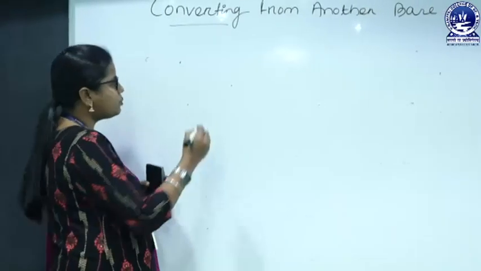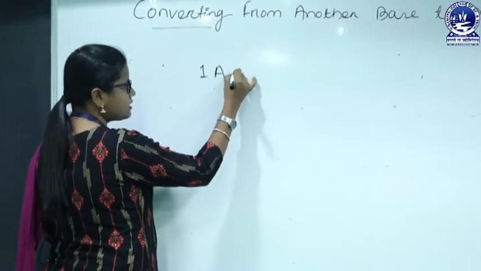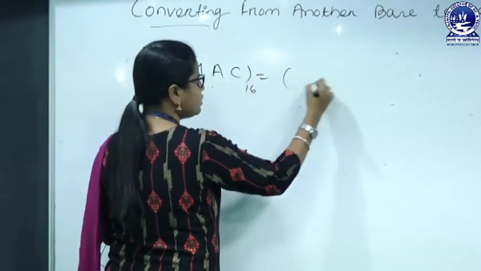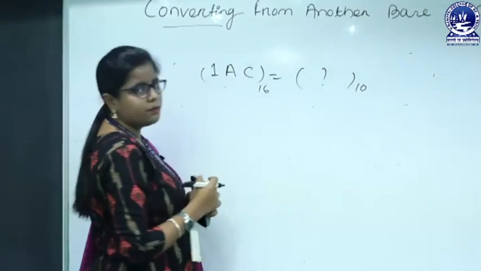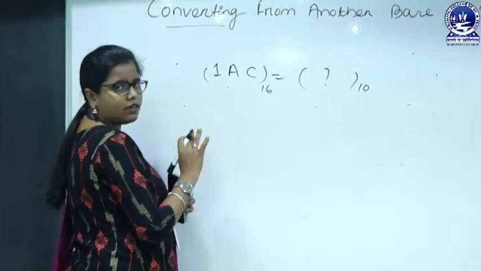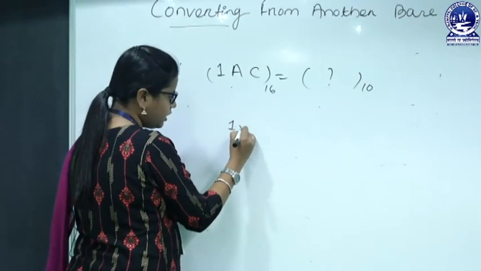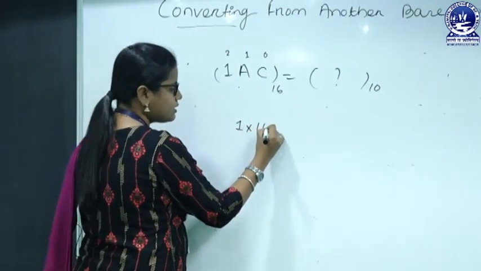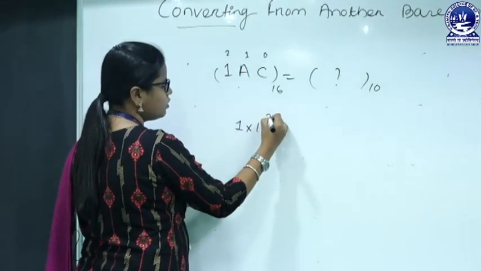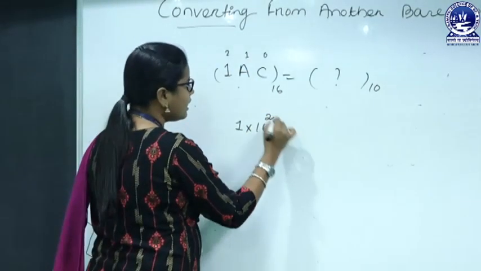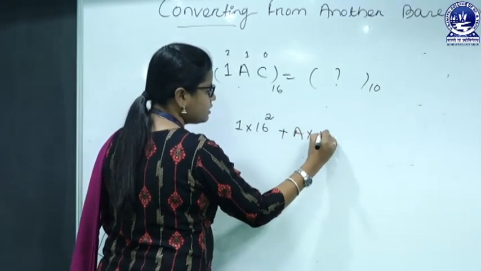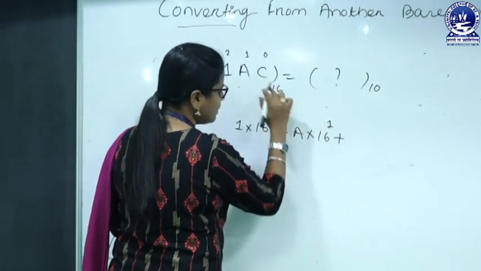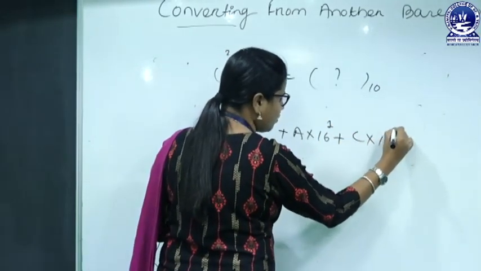Next, let's solve another problem. Suppose 1AC, obviously that is base 16. We have to convert this into the equivalent decimal number. So here we can write 1 into, what is the weightage? 0, 1 and 2. Then the base is 16 and the weightage is 2. Next, A into 16, the base is 16 and the weightage is 1. Next, C into 16 to the power 0.